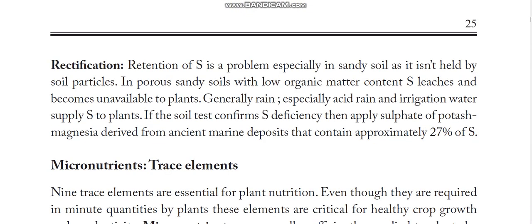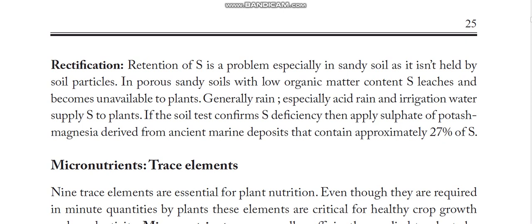Rectification: retention of sulphur is a problem, especially in sandy soils. It cannot be held by the soil particles. In porous sandy soils with low organic matter, sulphur leaches and becomes unavailable to the plants. Mostly the rain and irrigation water supply sulphur to the plants.